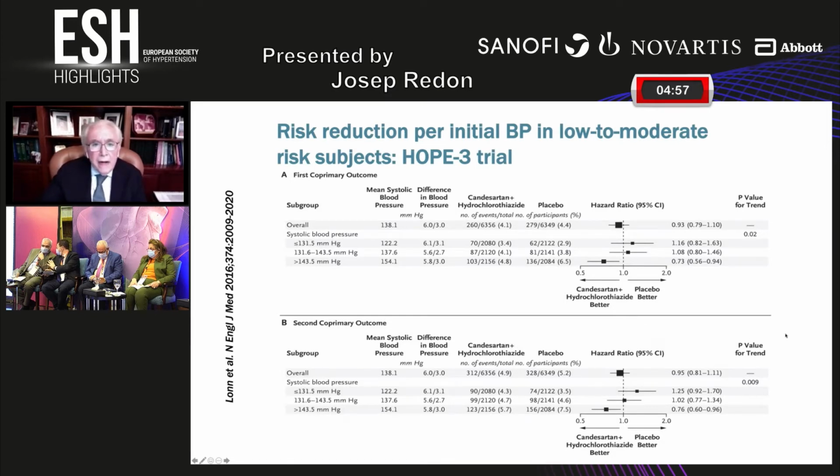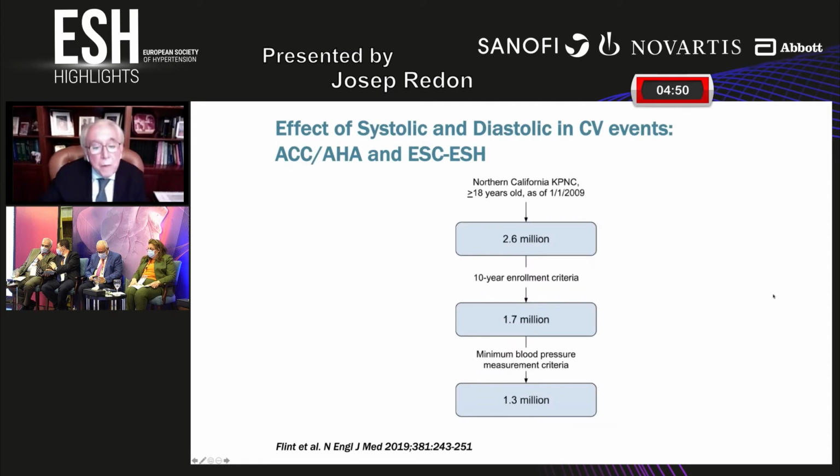But there is other interesting data coming from real world data. In this case, this is one paper published last year in the New England Journal of Medicine that gets data from the Kaiser Permanente register in Northern California in subjects older than 18 years, and they got 2.6 million people that were enrolled during 10 years and then were followed. Of these, 1,700,000 subjects were followed, and those that had the minimum blood pressure measuring criteria were 1,300,000.